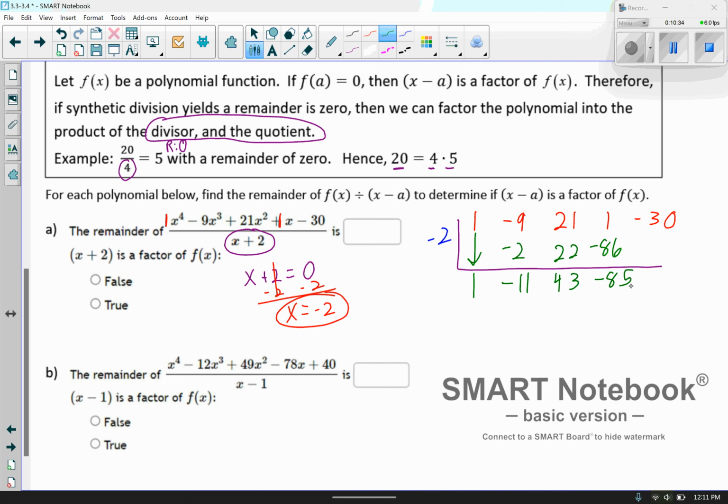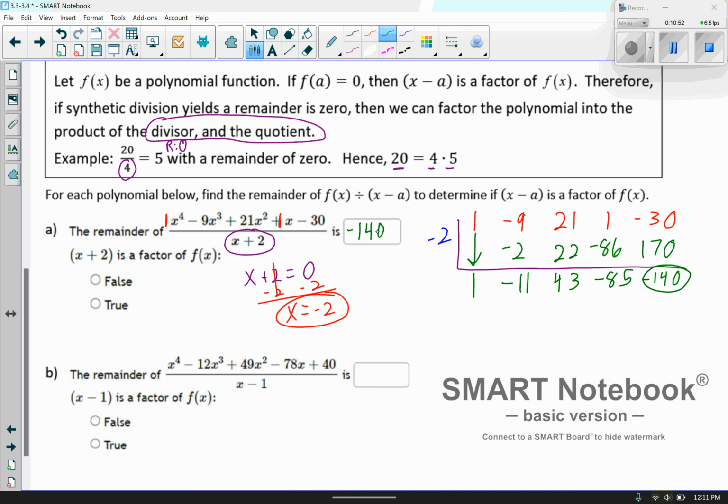I can already tell this is not looking like we're going to get a remainder of 0, but let's just keep going. So we multiply that together. Let's see, this can give us 170. We add that together, and we're going to get negative 140. So that is the remainder right there. The remainder is negative 140.